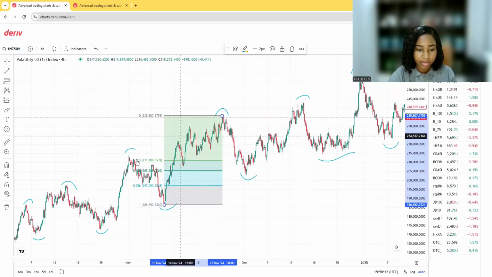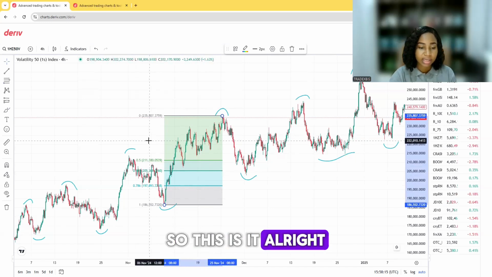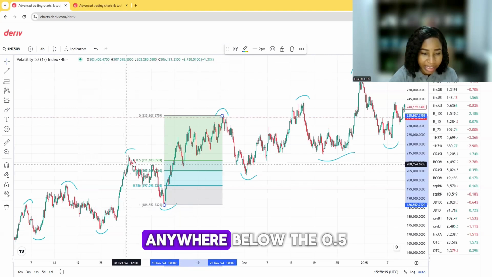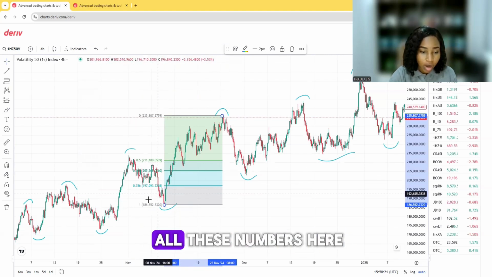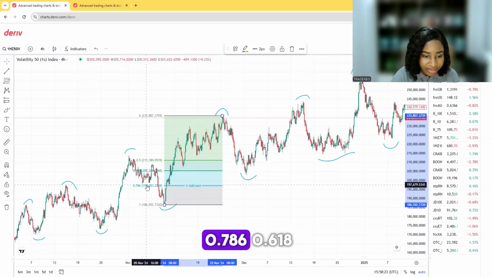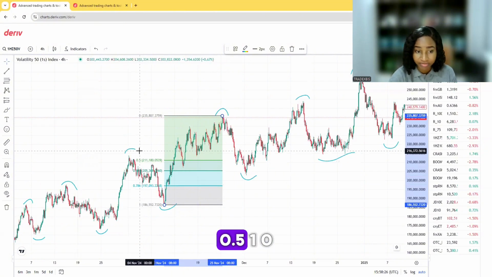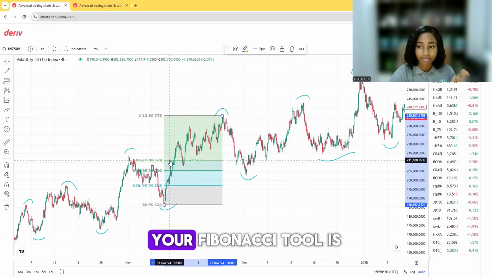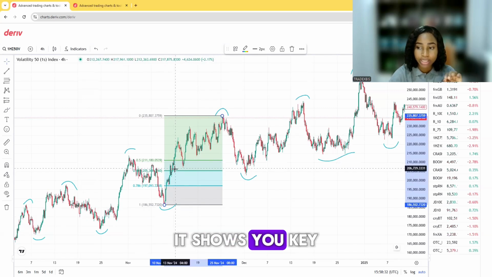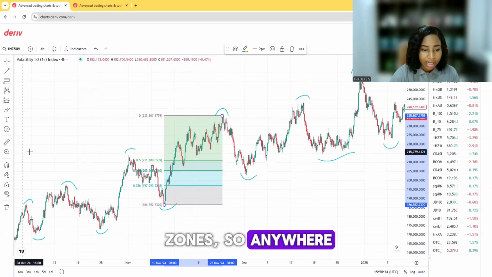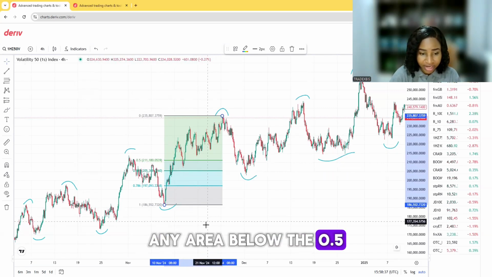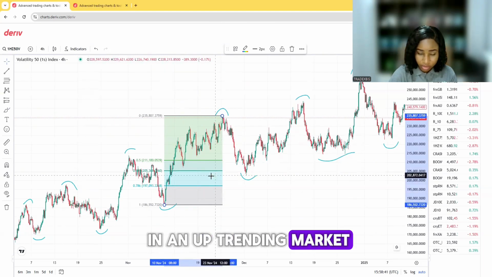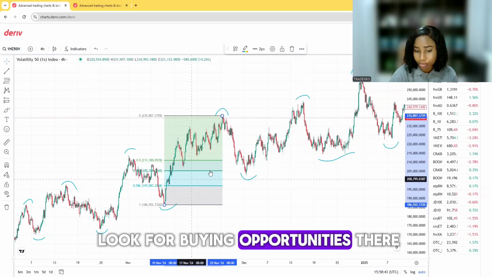Okay, so this is it. You are looking to enter the market for a buy anywhere below the 0.5. All these numbers here, 0.786, 0.618, 0.510, they are key Fibonacci levels. Your Fibonacci tool is like a ruler in the market. It shows you key zones. So any area below the 0.5 is where price is likely to retrace to in an uptrending market, so you want to look for buying opportunities there.